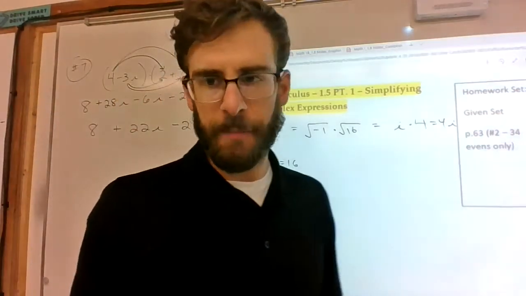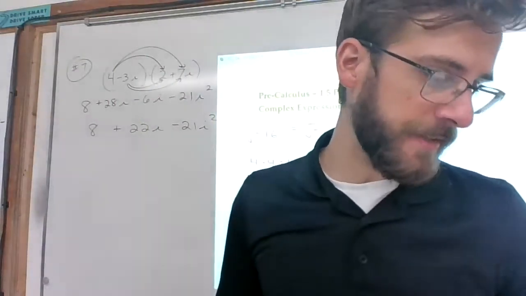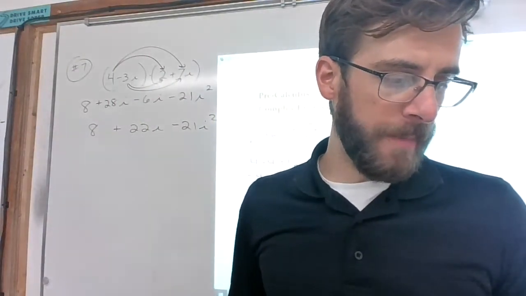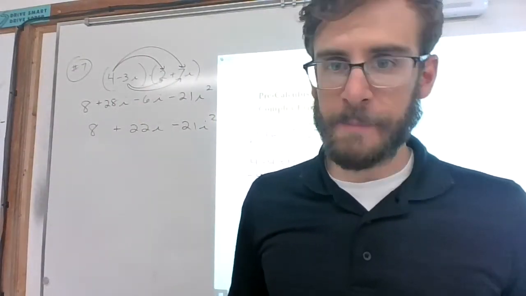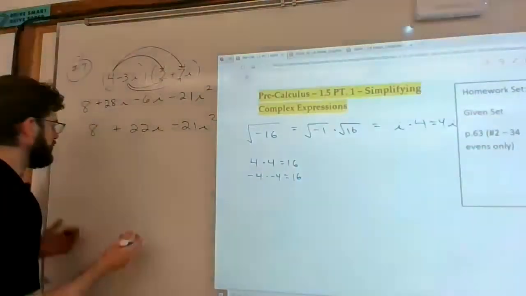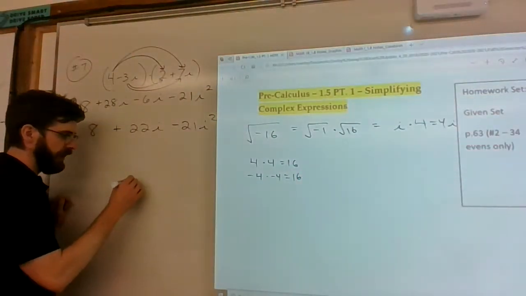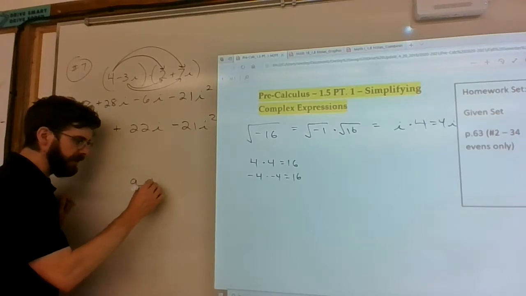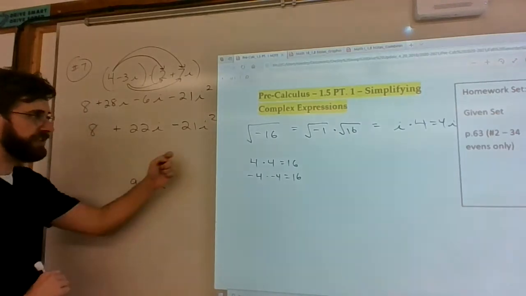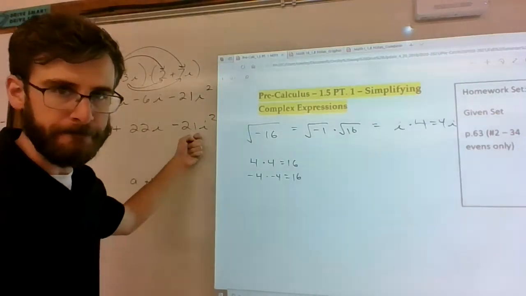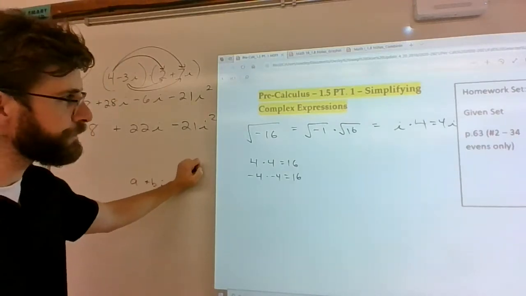Now the interesting thing about this is that the directions state, write the expression in the form a plus bi, where a and b are real numbers. So our final answer needs to look like a plus bi, but we're stuck with an i squared. So what are we supposed to do?